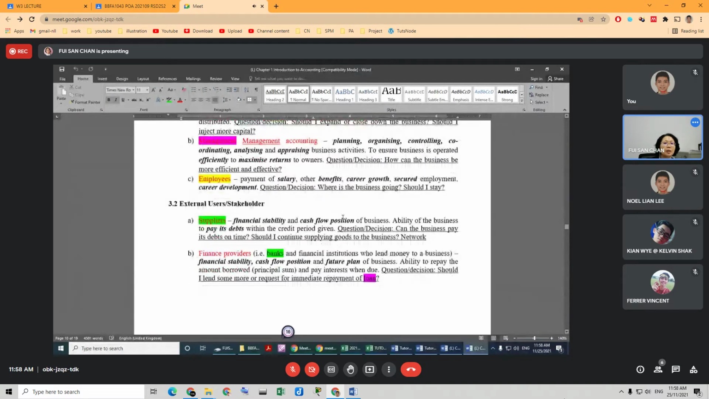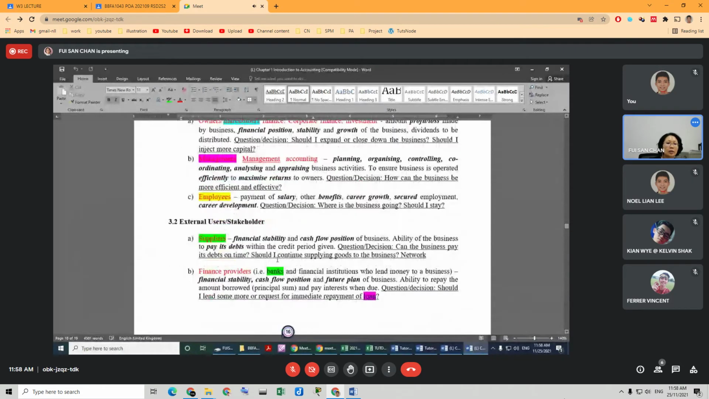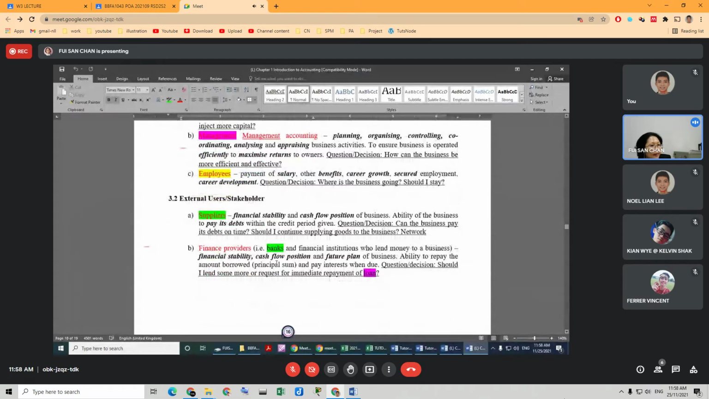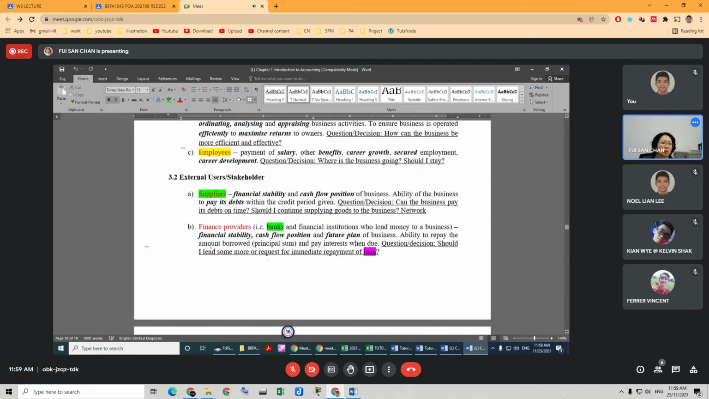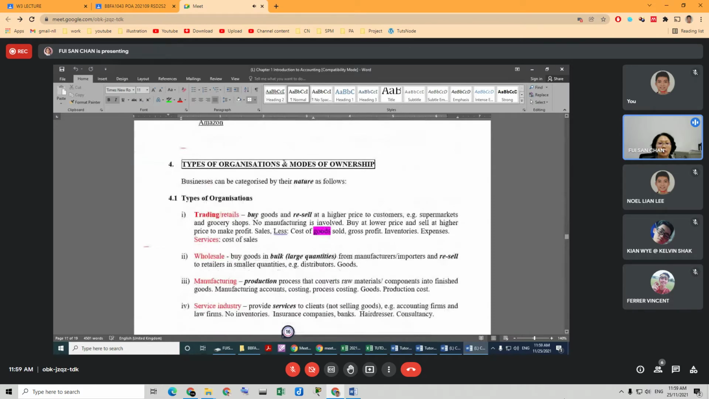Employees, why do they need it? Okay, this is internal and this is external. Internal means within the company. External is outsiders, like the bank and your supplier, all outside your company. Why do they need accounting information? They might ask you to give examples: who are the parties that need accounting information internally? Internally, your answer is here. Externally, your answer is this one.